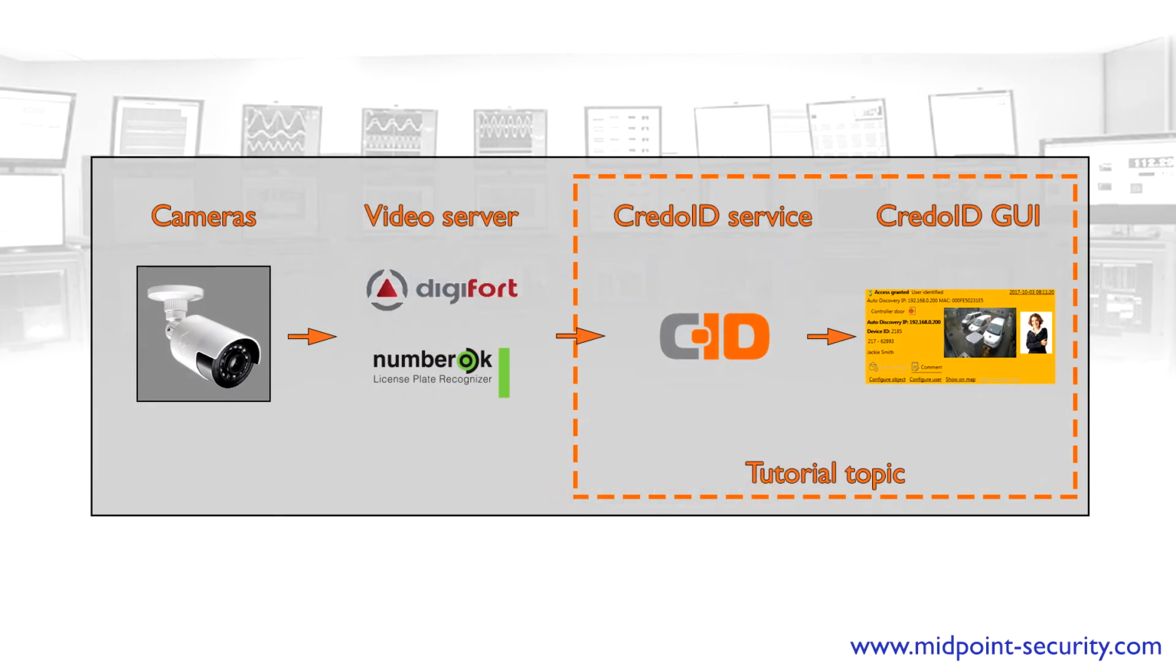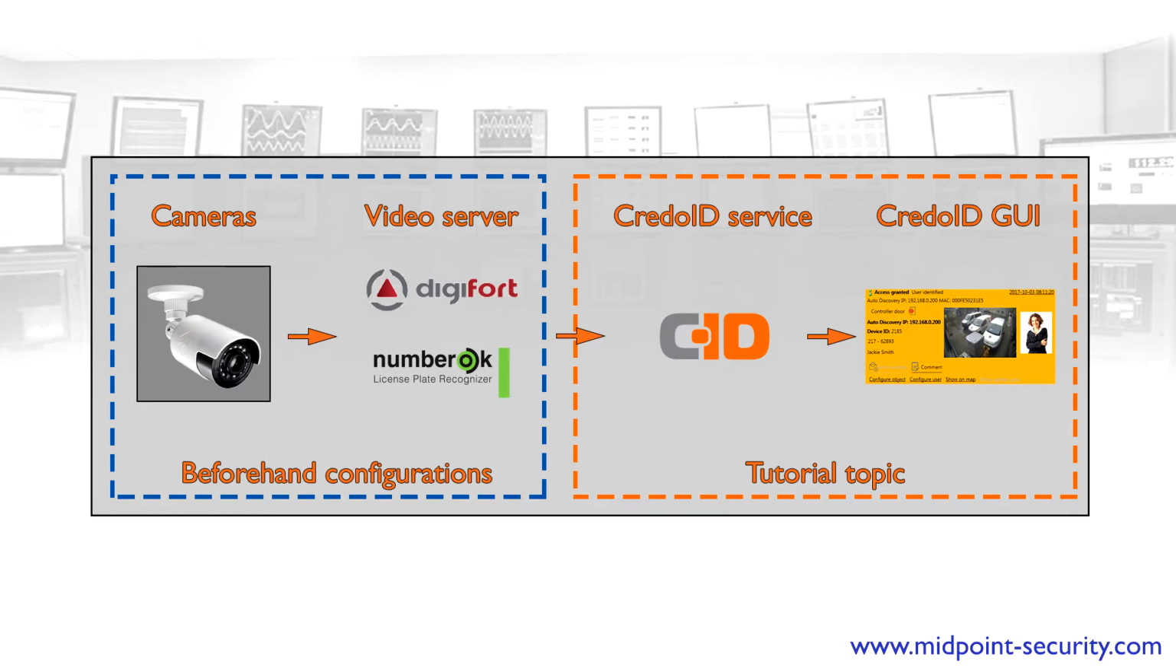In this video, I will show how to configure video settings on CredoID software, as well as display video related features that our software provides, including the license plate recognition feature. To be able to configure video settings, a video server is required to be configured beforehand, such as DigiFort, NumberOK, or IP camera. On how to configure and set up a video server, please read up the manufacturer's user manuals.